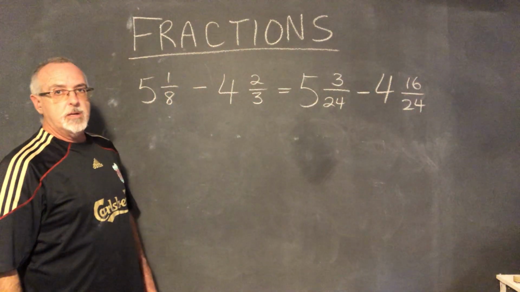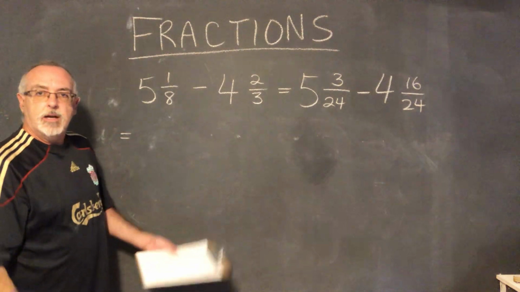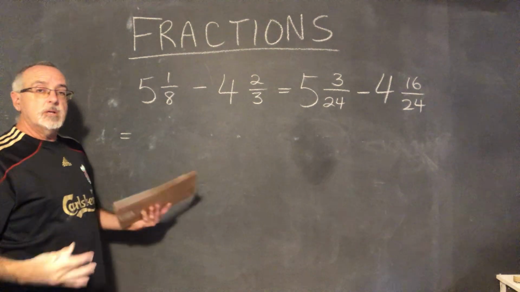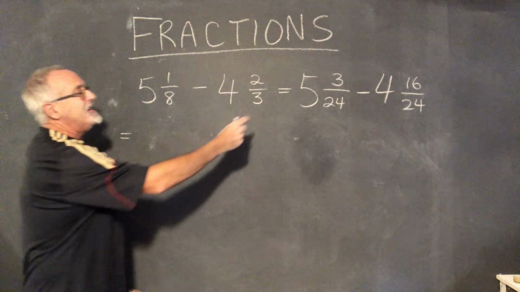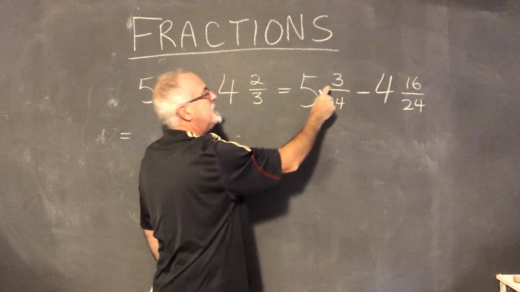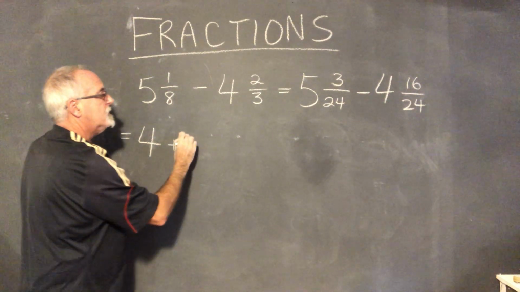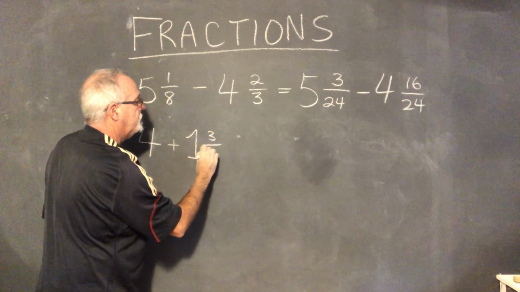16/24 is much bigger than 3/24. But I'm not going to worry. I've learned techniques that I know work for doing this, so I'm just going to go ahead and do them. In order to get this fraction bigger than that one, I'm going to have to borrow. So that 5 is turning into a 4, plus 1 and 3/24.